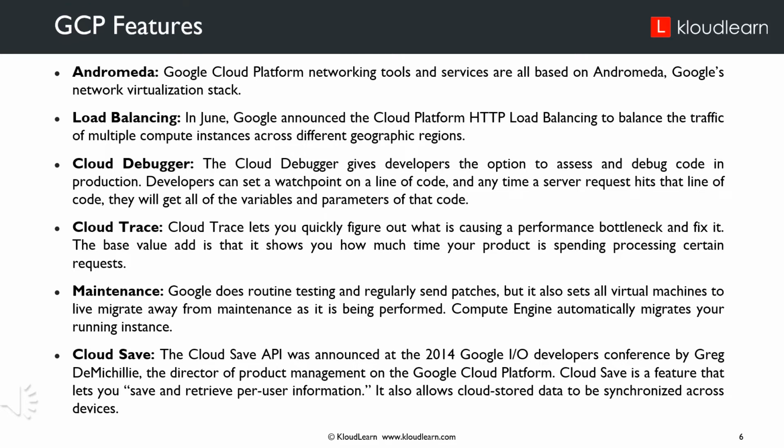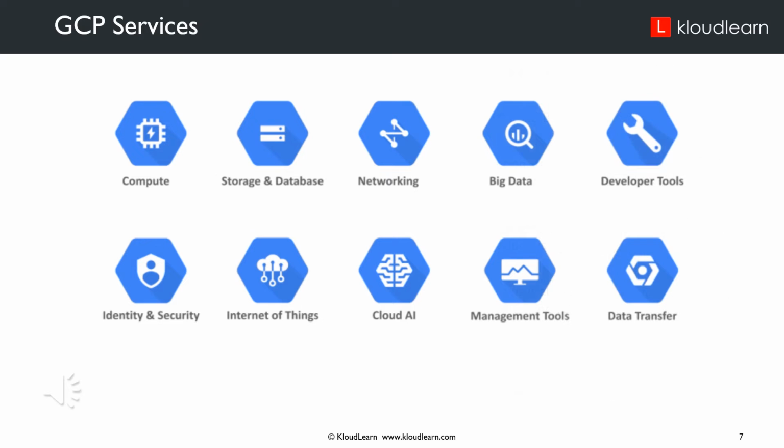Maintenance. Google does routine testing and regularly sends patches, but it also sends all virtual machines to live migrate away from maintenance as it is being performed. Compute Engine automatically migrates your running instance. CloudSave. The CloudSave API was announced at the 2014 Google I/O Developers Conference by Greg DeMichillie, the Director of Product Management on the Google Cloud Platform. CloudSave is a feature that lets you save and retrieve per user information. It also allows cloud stored data to be synchronized across devices.